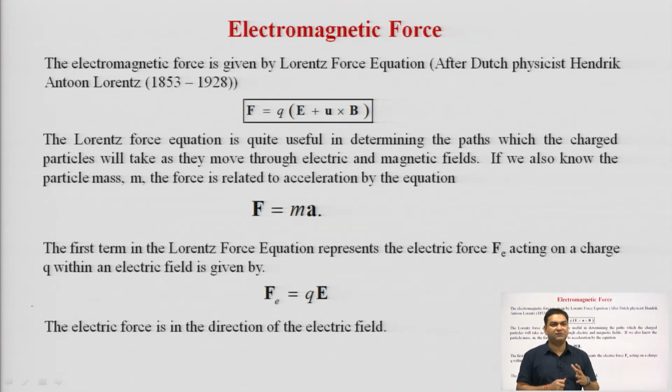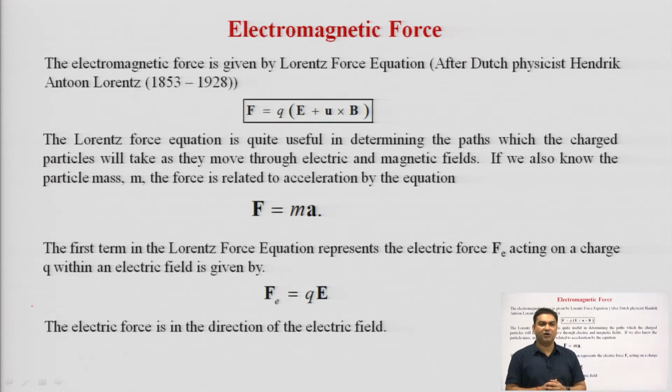So, simply, the Lorentz force equation is quite useful in determining the paths which charged particles will take as they move through electric and magnetic fields. If we also know the particle's mass m, the force is related to the acceleration by the equation F is equal to m into a. This is the force exerted by a particle having a mass of m and moving with an acceleration of a.